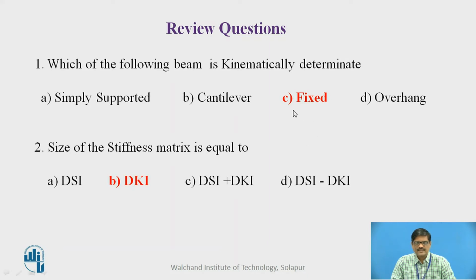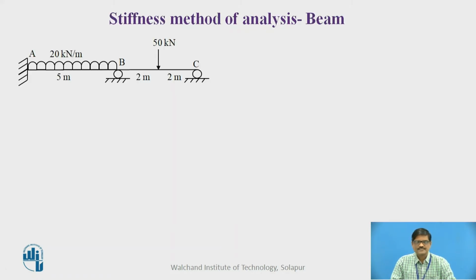The fixed beam is kinematically determinate because no rotations, no deflections are allowed at any of the nodes, and in all other beams the degree of kinematic indeterminacy is present. Size of the stiffness matrix is equal to degree of kinematic indeterminacy always. That's why we find DKI before we start the stiffness method of analysis.